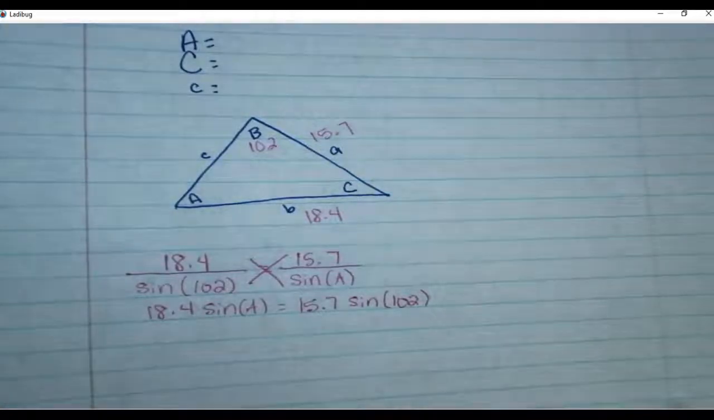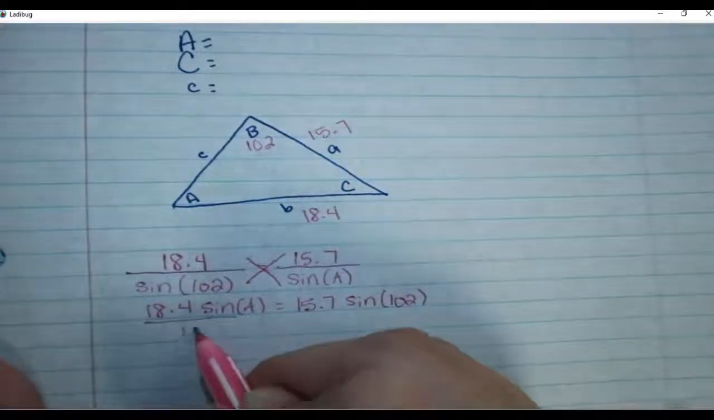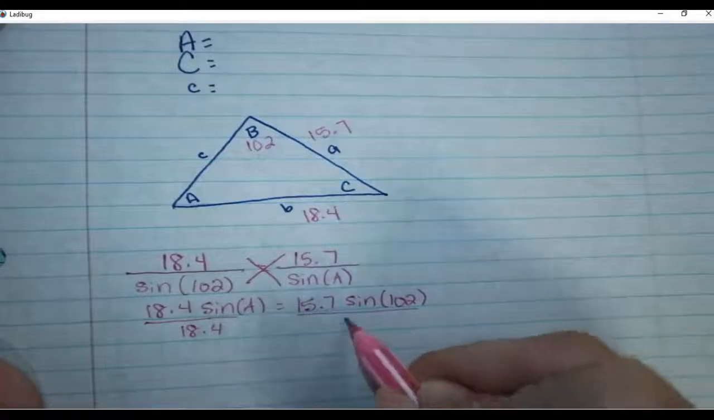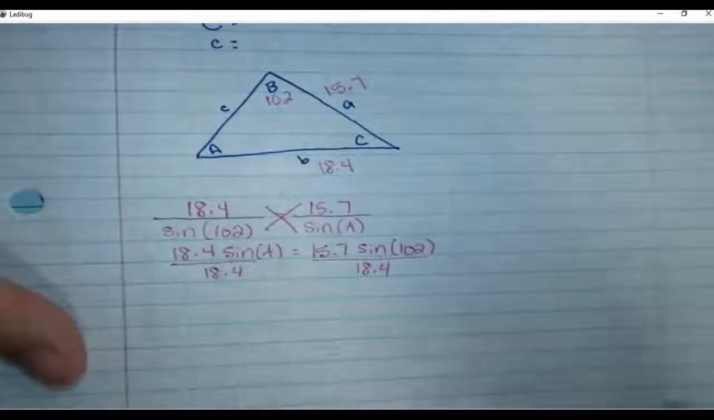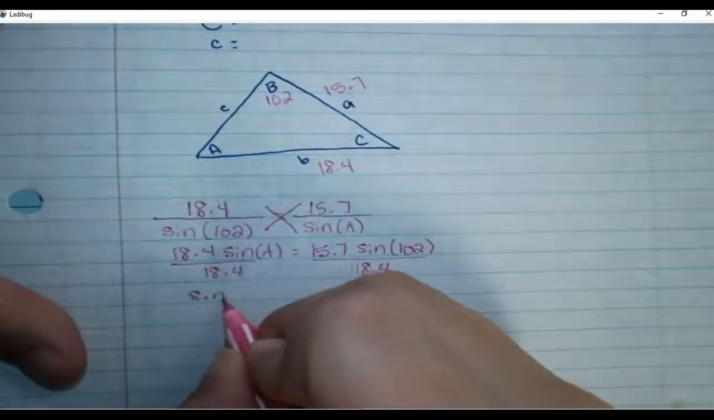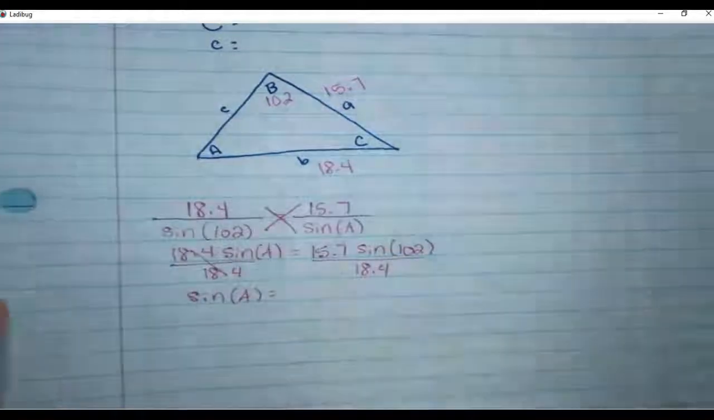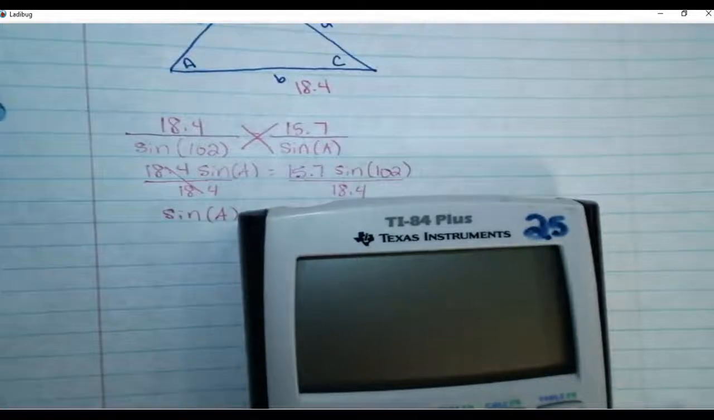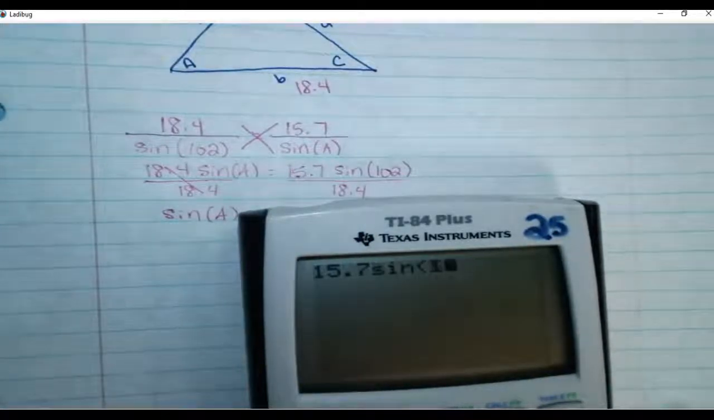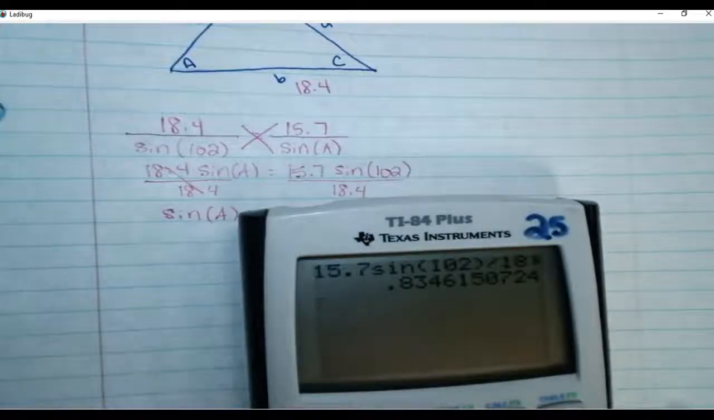So we are going to have to do inverse, but only after we get the sine by itself. So we have to move that 18.4. So we divide. So again, you type all that in your calculator, just make sure you close your parentheses after the 102. And so we get this decimal.